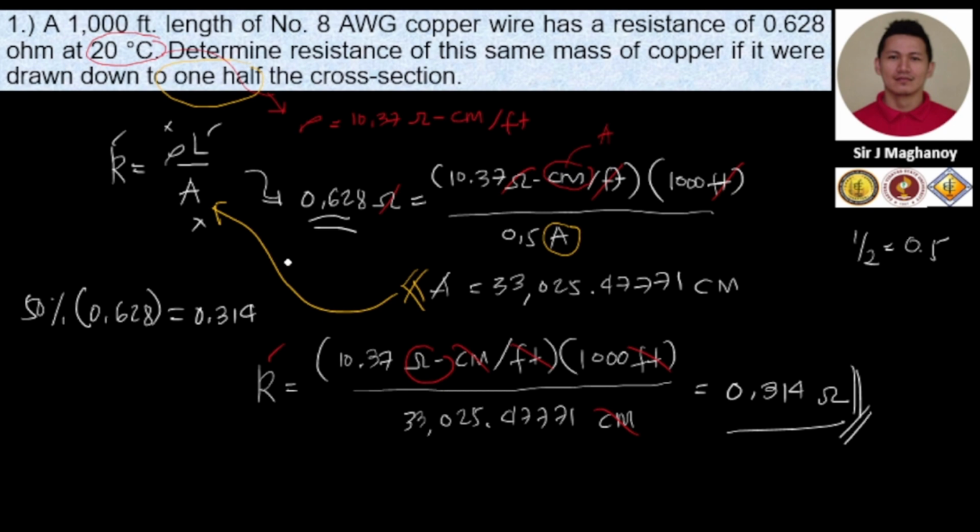Okay, that is almost 50% change. The resistance dropped down 50% when the cross-sectional area dropped down to 50% also. So they are directly proportional. When the cross-sectional area changes, it directly affects your resistance.